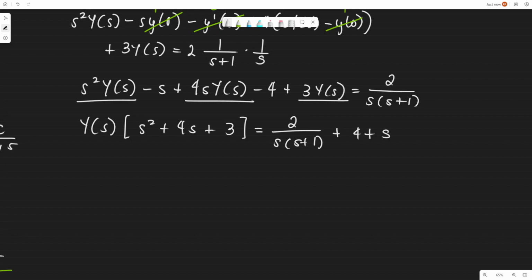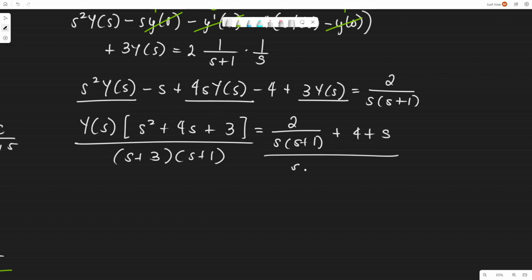Ayan. So, divide both sides by s plus 3 times s plus 1, which is equivalent to this. Ayan yung factored form nito, no? So, ganun din dito, no? S plus 3, s plus 1. So, cancel.